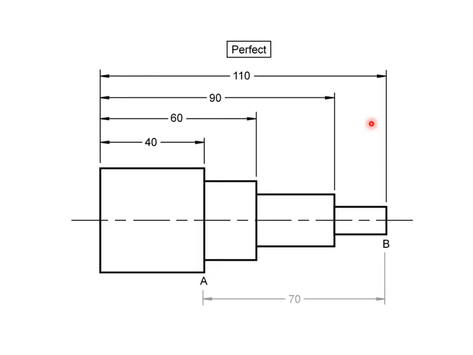Now in a perfect world, if we could create the perfect part with no tolerance, 40 plus or minus 0, 60 plus or minus 0, 90 plus or minus 0, 110 plus or minus 0, then we would get a perfect length of 70 between surface A and B. These are under perfect conditions, but there is no such thing as a perfect world. You always have to provide some tolerance. The tighter the tolerance, the more perfect you want to make the part, the more the machine shop is going to charge you because they have to go slower to achieve that close to perfection condition.